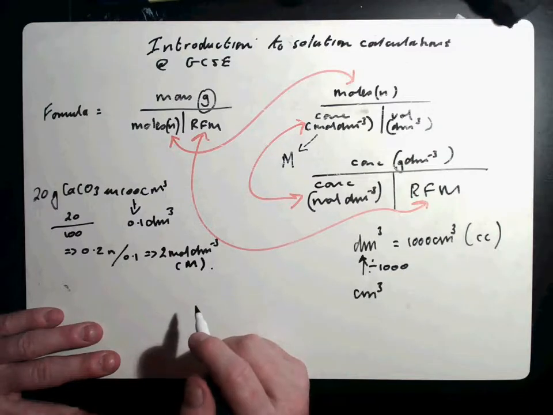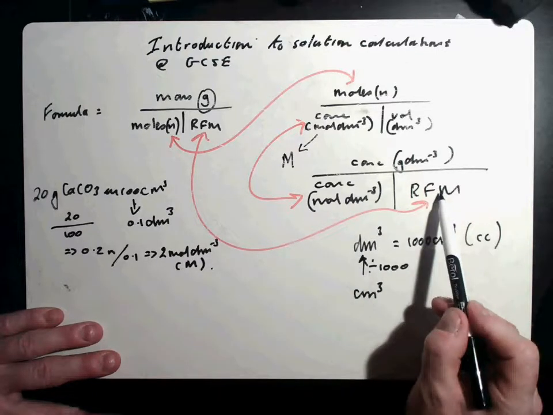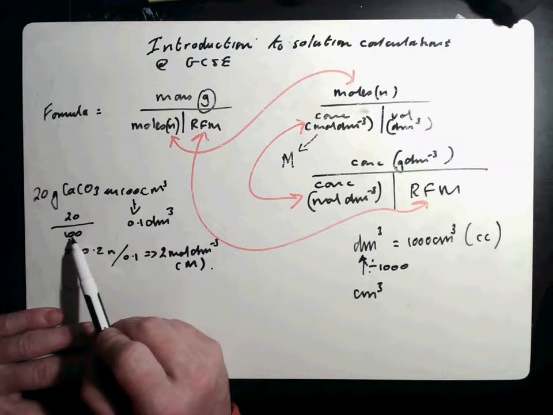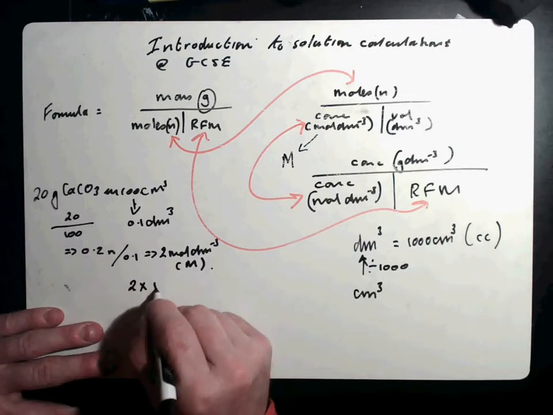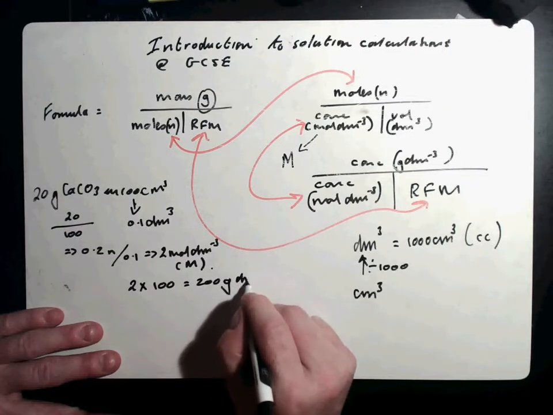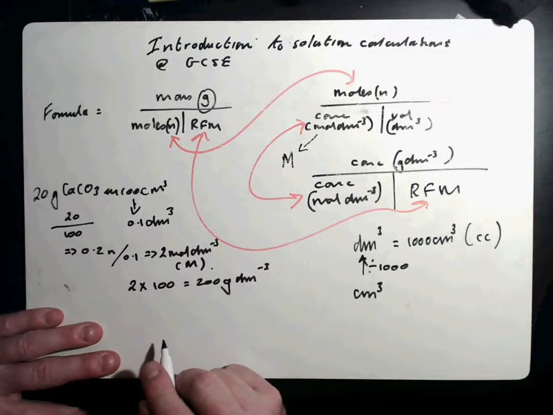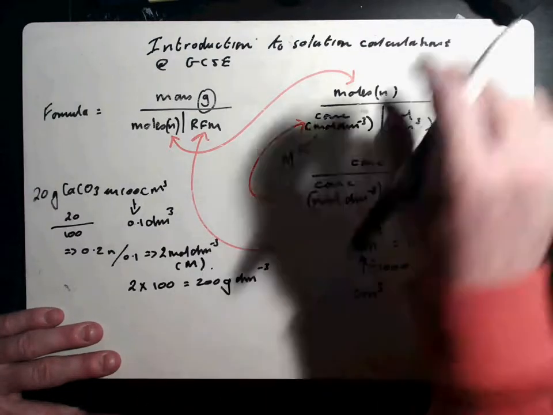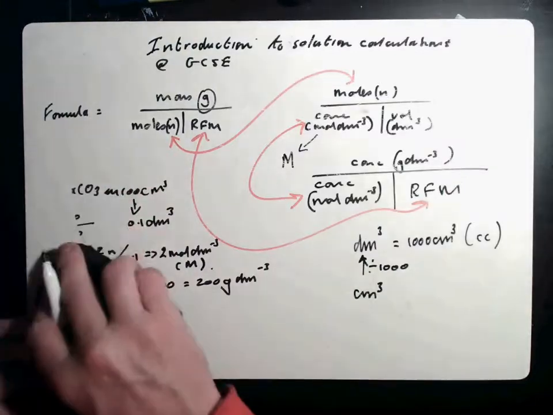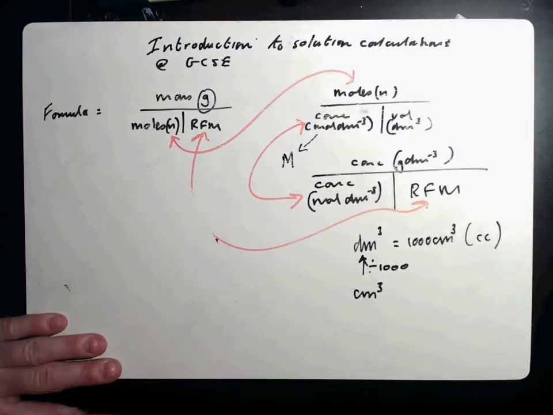And then I've been asked also to turn that into grams per decimeter cubed. So I've got my moles per decimeter cubed here, I've just worked it out. And then I've got the RFM. I've already worked that out over here as being 100. So it's simply 2 times the RFM, which is 100. So the concentration in grams per decimeter cubed is equal to 200 grams per dm cubed. Hopefully pretty straightforward.